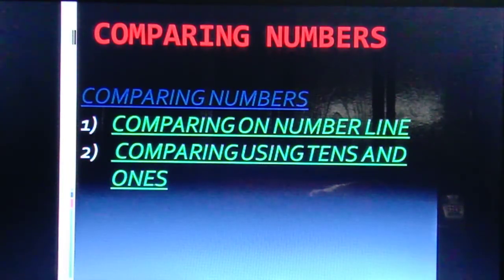Here we are going to start a new chapter, comparing numbers. In this chapter, we are going to learn about how to compare numbers on number line as well as on the basis of tens and ones. Let's see how we can do this with the help of number line.